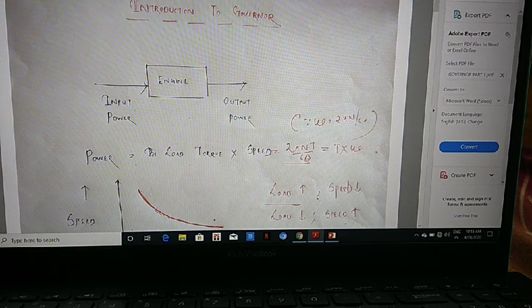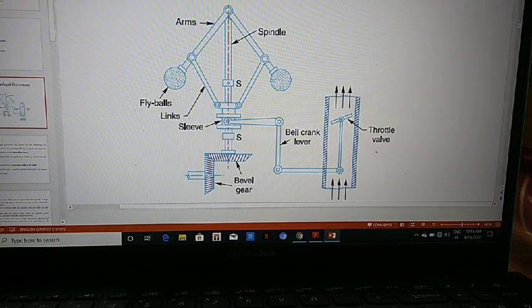Hello students, previously we have discussed the belt, rope and chain drives and the braking arrangement of the system, and now we are going to start a new chapter, that is the governor. See how it looks like this one, and we are going to study this in detail. So what are its practical uses, applications, and what is its function?